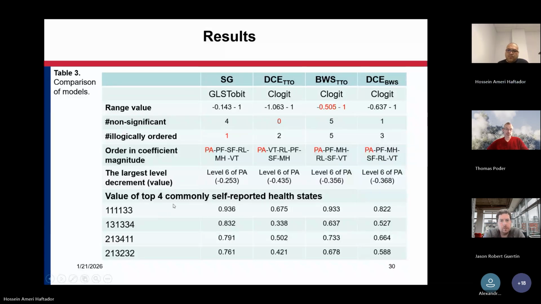The values of the top 4 commonly self-reported health states revealed all models had the same pattern in reporting utility values for a health state. I mean, this health state has the highest value for 4 methods, and this health state had the lowest value for 4 methods.